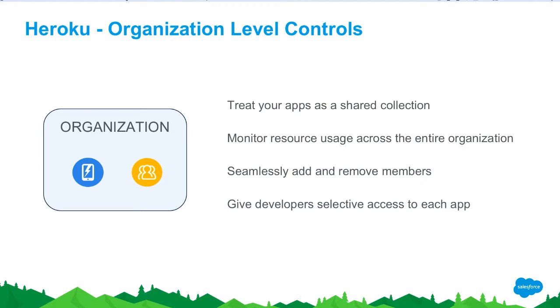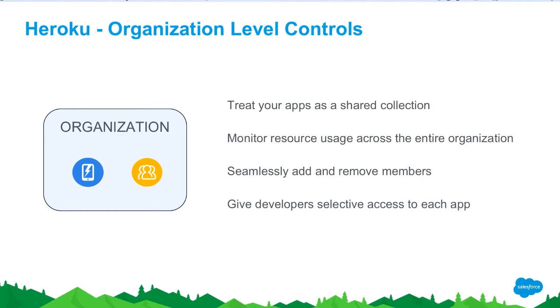So I'd like to move on to roles and permissions. Right, so in Heroku terminology, there are different roles and terms for them. You have organizations, you have members, you have admins, you have app owners, you have collaborators, and what we are aiming to do with this slide is shed some clarity on how we would organize an enterprise Heroku usage. So at the highest level, you have an organization, which is a pretty flat structure. It basically treats your apps as a shared collection. You can monitor the resource usage of your enterprise. You can add and remove members and users, and you can give the developers the access that they need to perform the work that they do.